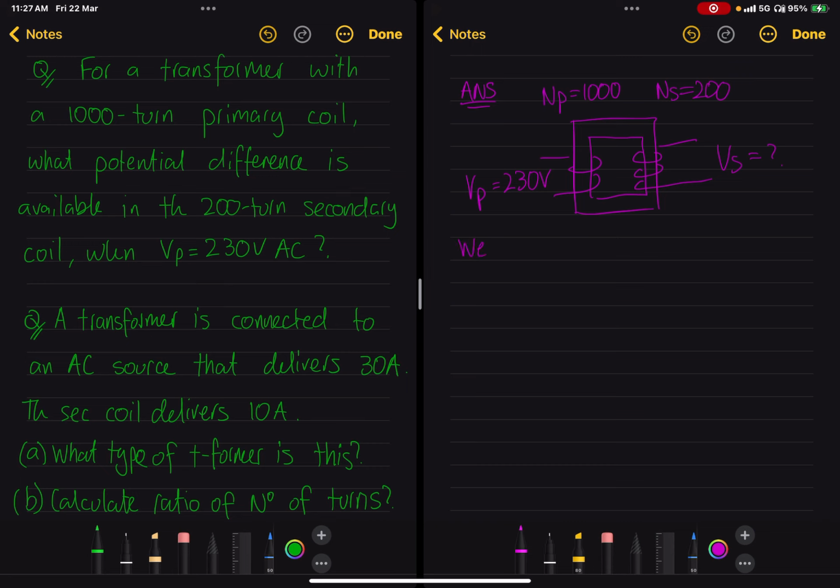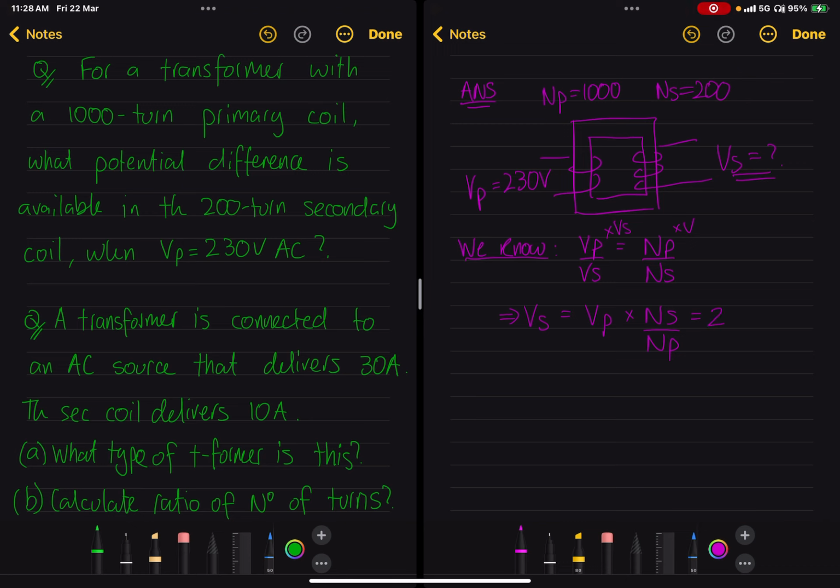Well, we know, using one of our ideal transformer rules, that voltage primary over voltage secondary is equal to number of turns primary over number of turns secondary. We need to rearrange this for Vs because that's the only thing we don't know. So multiply both sides by Vs, divide both sides by Np, multiply both sides by Ns. This gives us Vs is Vp times Ns on Np.